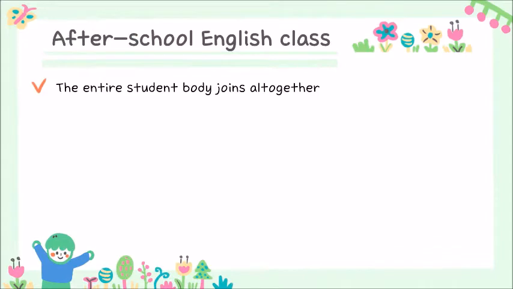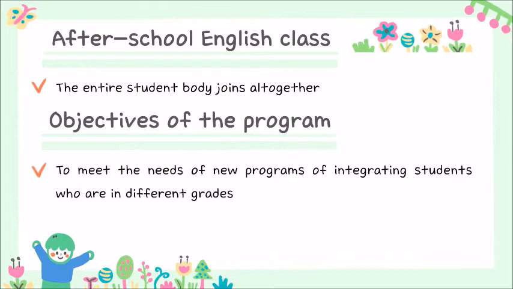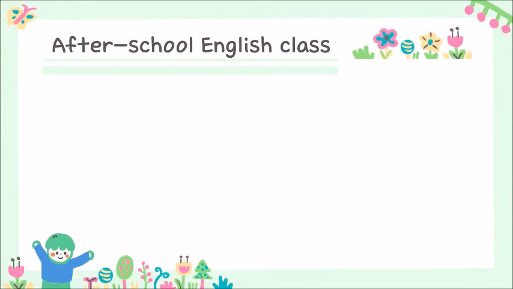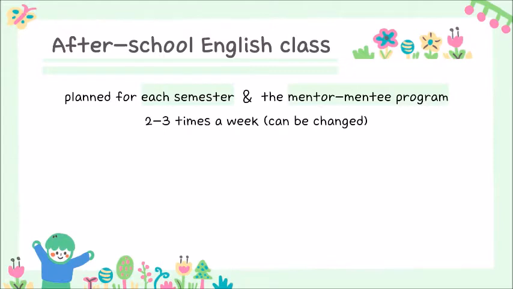Our second proposal is to open an after-school English class that the entire student body joins altogether. There are two objectives of this program. First, we propose to meet the needs of new programs integrating the entire student body without dividing them into grades. Secondly, we want the students to overcome the fear of writing English. This after-school English class will be planned for each semester, and the mentor-mentee program that we mentioned will also be adopted here. Basically, we planned these after-school classes twice or three times a week, but the number of times can be changed depending on the school circumstances.